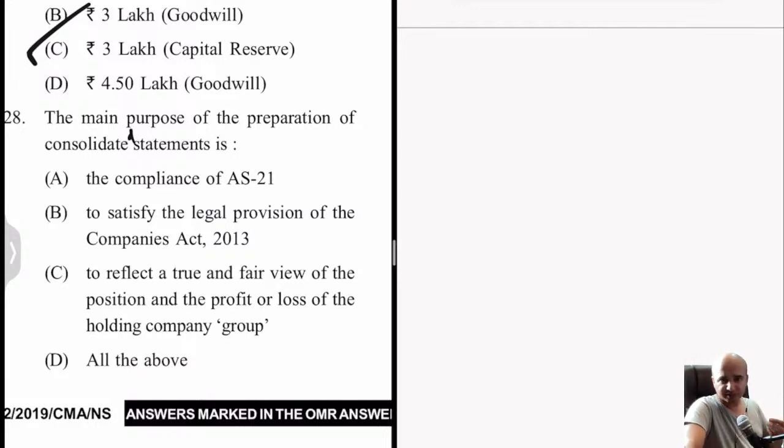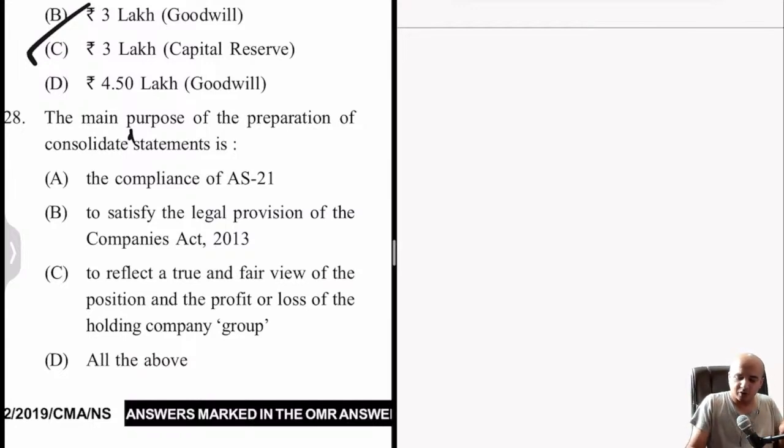Then with respect to Companies Act provisions, there also we are supposed to prepare them. Which section is that? I'm not able to recall. You can look it up later. So that is also being satisfied. Then finally, to reflect the true and fair view. See, what is the primary purpose of any financial statement, including the consolidated financial statement? It is to provide the stakeholders or the users of financial information with information that presents a true and fair view of the financial position and performance of the entity, not just that particular entity, but also the consolidated performance of the group company.